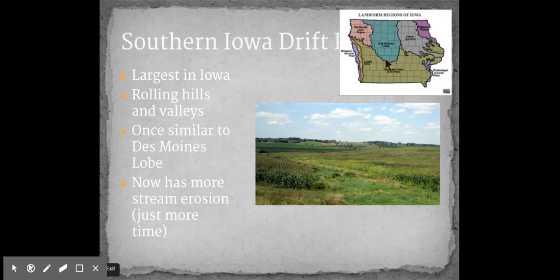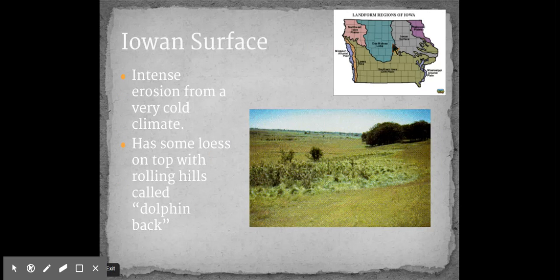Next one is the Southern Iowa Drift Plain. The Southern Iowa Drift Plain is the largest area in Iowa. It was created, again, similar to the Des Moines Lobe, with glaciers, but now has had more stream erosion because there's been more time. Next one is the Iowan Surface.